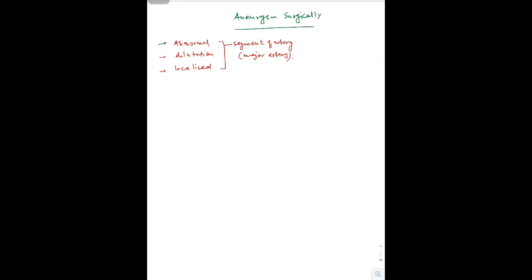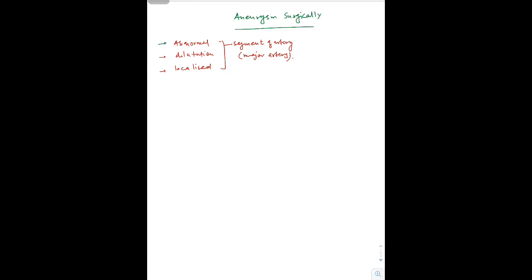So what is the definition of aneurysm? Aneurysm is the abnormal dilatation which is localized to some segment of the artery. It is a kind of bulging out from the normal wall of the artery, and that is called an aneurysm. So guys, this bulging, this pouching can be of any size. It can be from 1 centimeter to 5 to 7 centimeter.